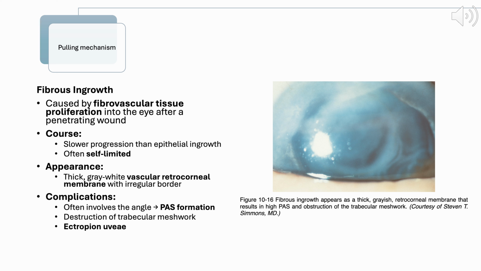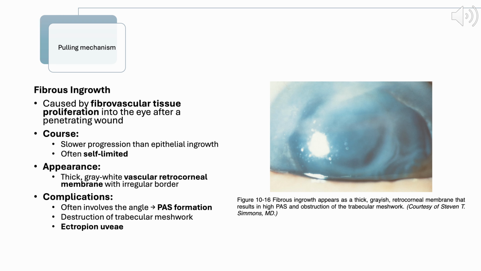This vascularized tissue can extend into the angle, leading to peripheral anterior synechia formation and destruction of the trabecular meshwork. In some cases, ectropion uvea may also develop as a complication. Although less aggressive than epithelial ingrowth, fibrous ingrowth can still cause significant secondary glaucoma when it contracts and pulls on the angle structures.